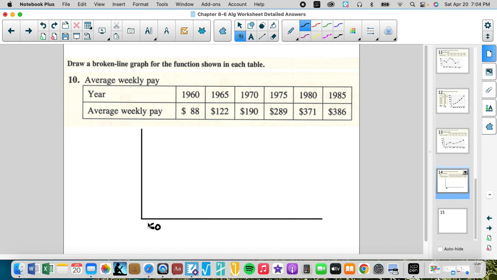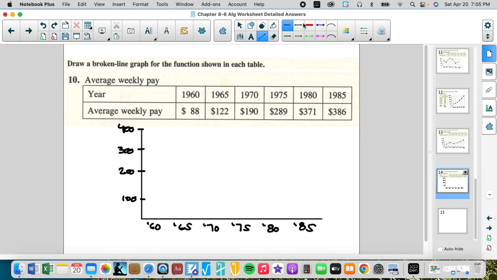60, 65, 70, 75, 80, 85. Ooh, all right, well, technically, I think we're going to go 100, 200, 300, 400. And let's draw some lines.